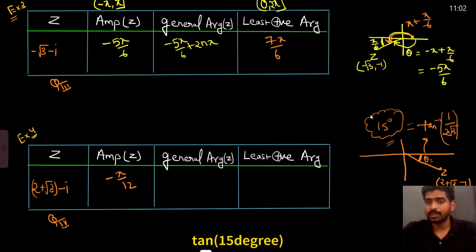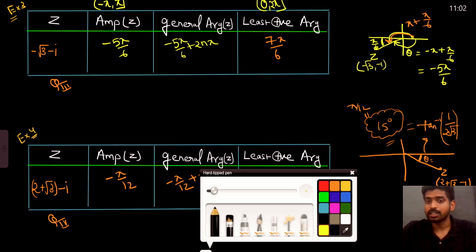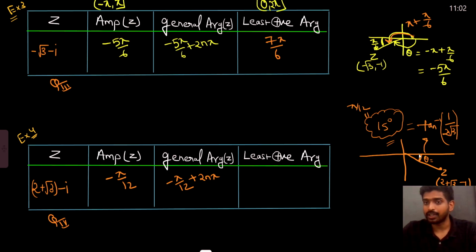What is the general amplitude? 15 degrees equals pi by 12. Now, what is general argument? General argument is nothing but amplitude, which is minus pi by 12 plus 2n pi. Got it? Now, least positive argument means we have to give the answer from 0 to 2 pi, 0 to 360. So we will take this complete angle. Now tell me what is this complete angle value? This complete angle is nothing but 2 pi minus pi by 12. So this will be 24 pi minus pi, which is 23 pi by 12.